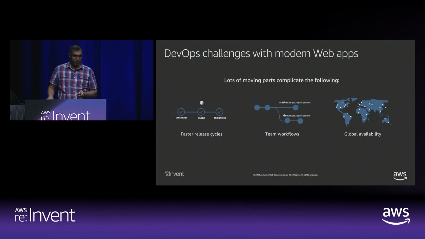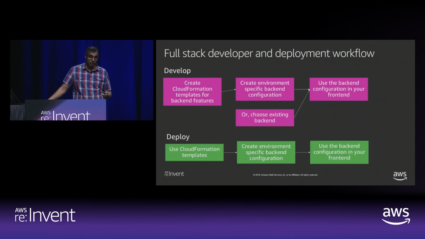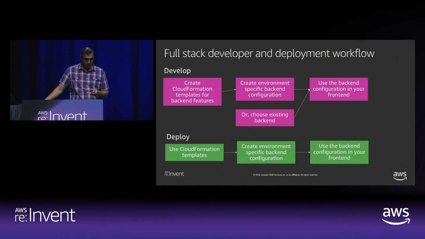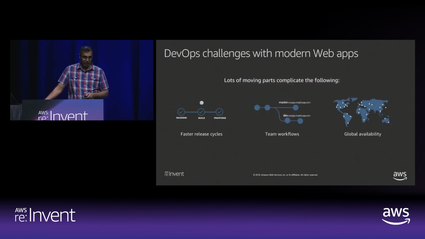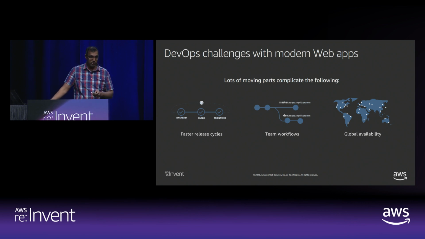So that's a lot. If you think about all the moving parts in our architecture, plus these different workflows, there's a lot of stuff that can go wrong, and a lot of stuff that can take a lot of time. In particular, that can be at odds with being able to ship fast. It can be at odds with working as a team. It can be at odds with having something that's globally scalable.